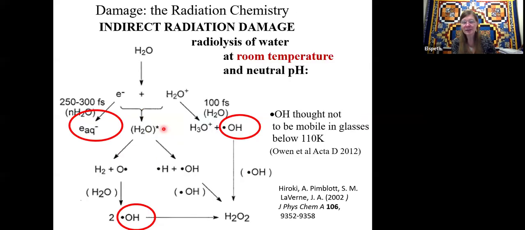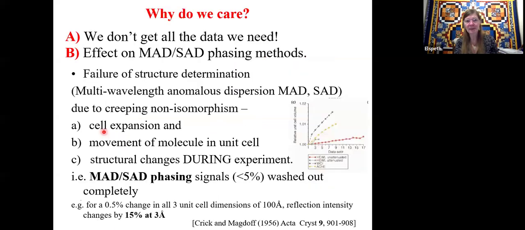What's causing us trouble here are OH radicals, which we think are mobile above 110 Kelvin, which is why we try to keep the crystal below 110 Kelvin, and the electrons, which I already mentioned, we think can quantum mechanically tunnel around the structure. So why do we care about this? Why am I telling you all about it? Well, there's three reasons. One is that we don't get all the data we need because the diffraction pattern fades away.